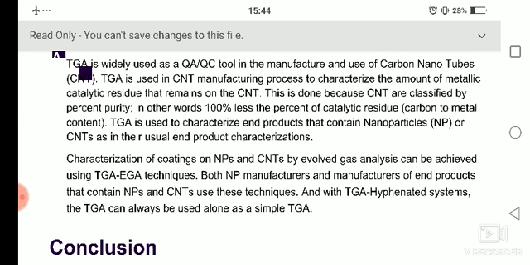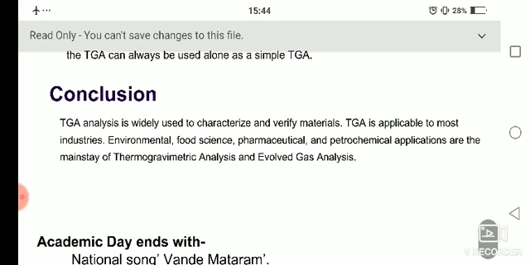TGA is used to characterize end products that contain nanoparticles. TGA analysis is widely used to characterize and verify materials. TGA is applicable to most industries: environmental, food science, pharmaceutical, and petrochemical applications, and is the mainstay of thermogravimetric analysis and evolved gas applications. That's all for this session.